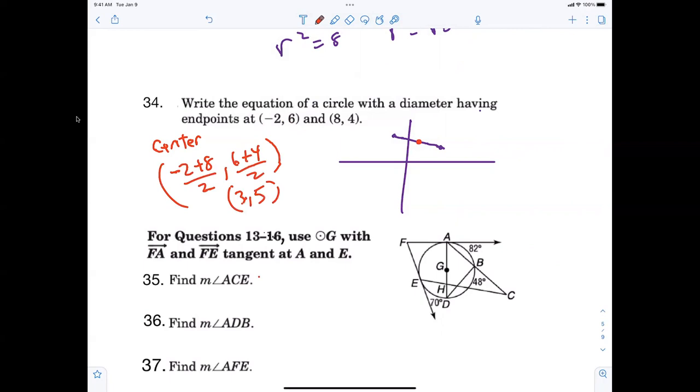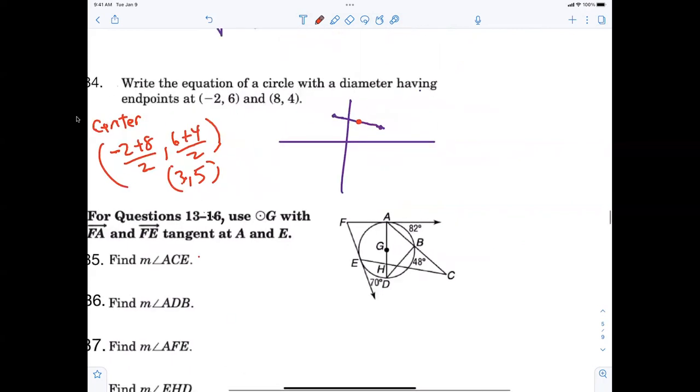Everybody good with that? So now you just come over and you just say (x - 3) squared plus (y - 5) squared equals r squared. So everybody agree with that? Now we're missing r again, but we have points. So what can we do with either one of these points?